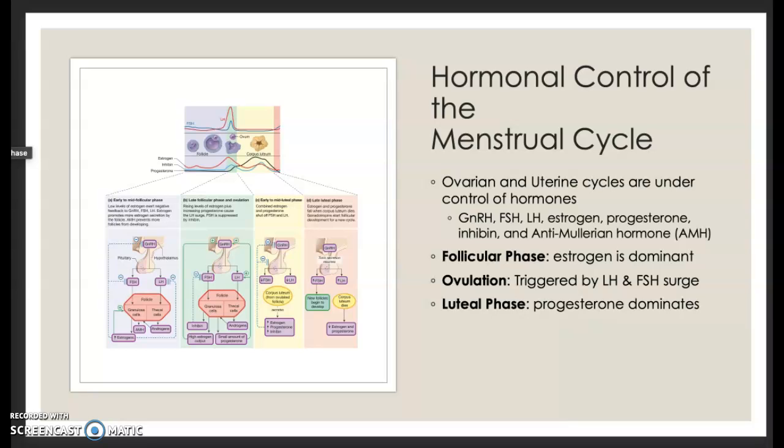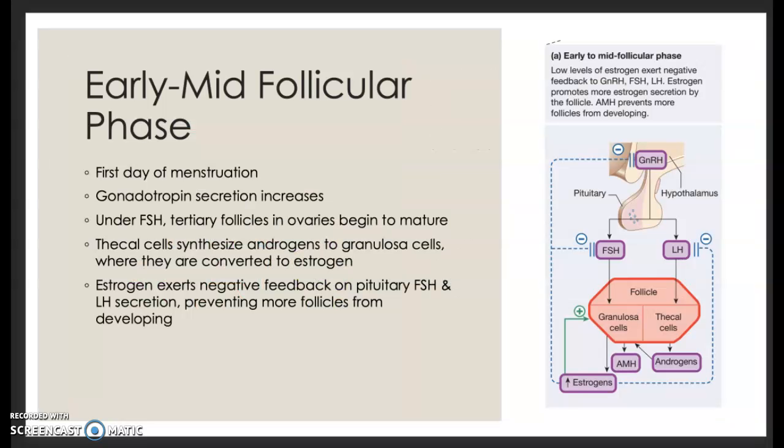GnRH is gonadotropin releasing hormone, FSH is follicle stimulating hormone, LH is luteinizing hormone. During the follicular phase, estrogen is the most dominant. Ovulation is triggered by a large surge in luteinizing hormone and FSH. And in the luteal phase, progesterone is the hormone that dominates.